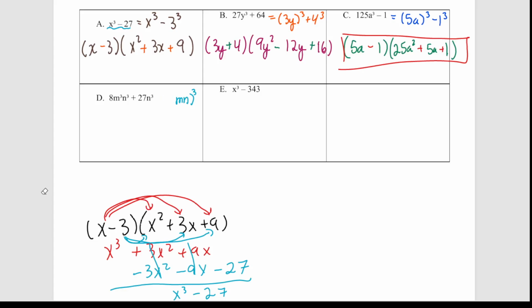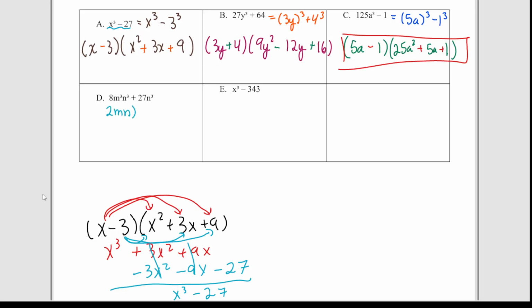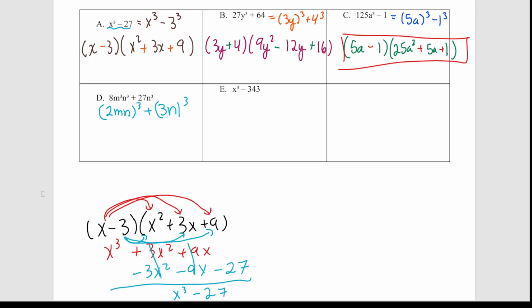And actually I'm going to write this where I have a little bit more room. So it must have been a 2mn all being cubed, since 2 cubed is 8, m cubed is m cubed, n cubed is n cubed, plus, and then for the next term, that would be 3n all cubed. Now, I'm going to pause actually because you notice how these both have an n in common. I'm going to make my life easier if I actually factor out that n first and then do the difference of cubes on the remaining term.